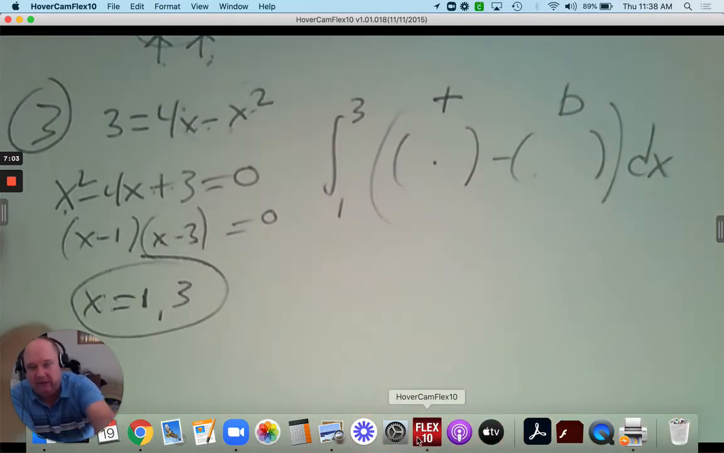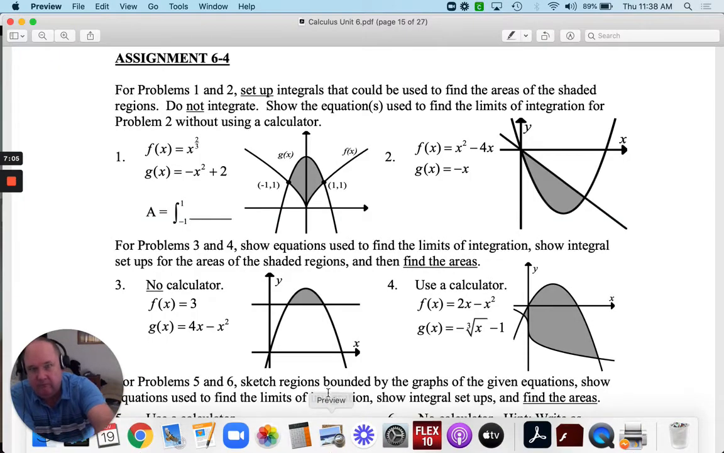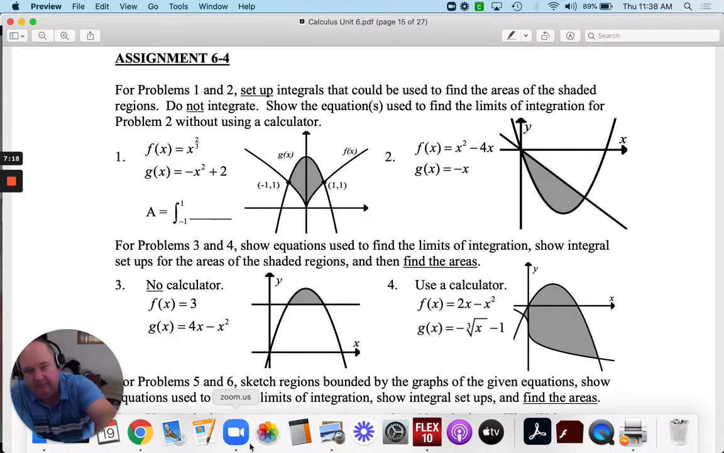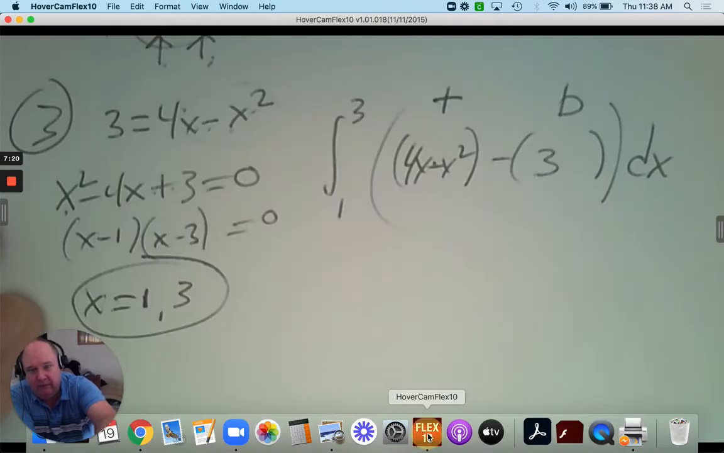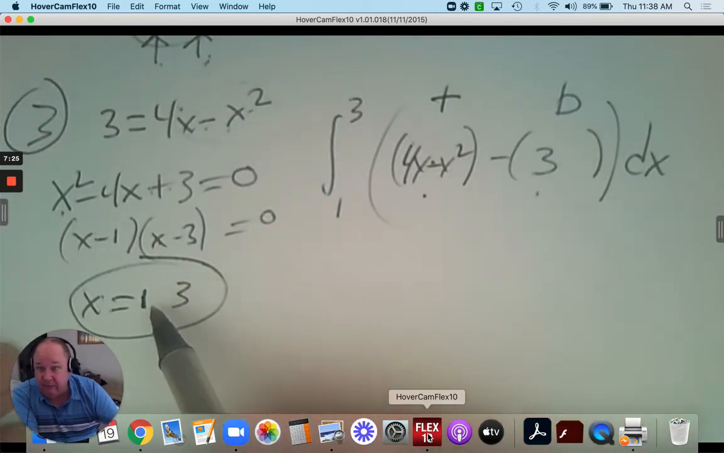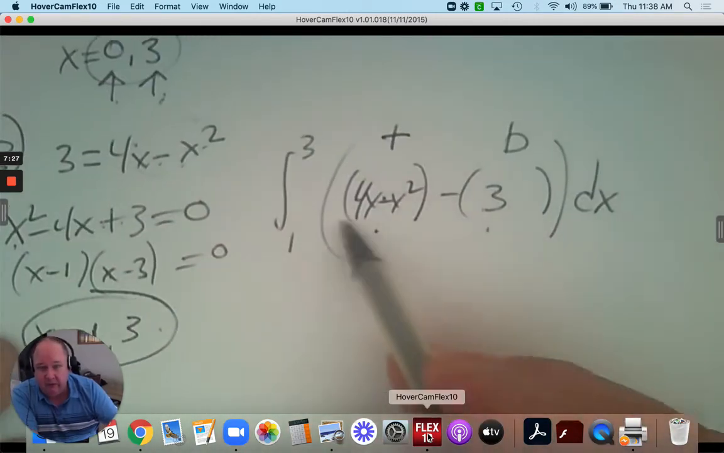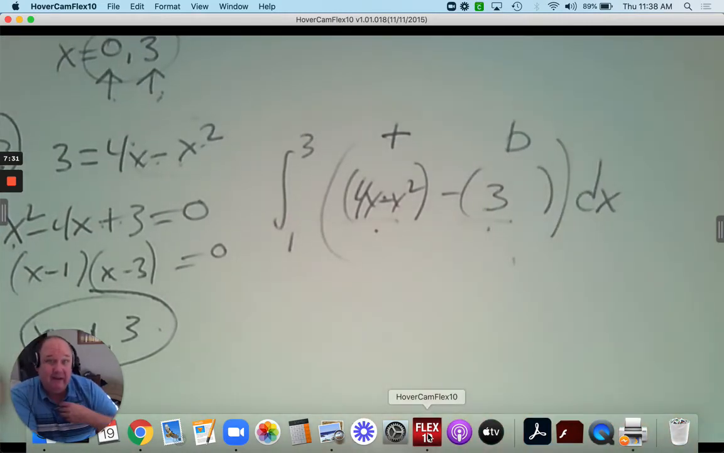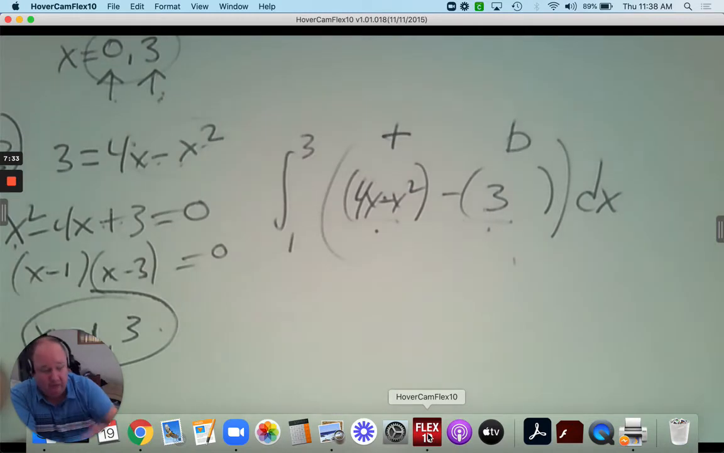So now go back to the graph. The top is the parabola. That's 4x subtract x squared. The bottom is the horizontal line, which is 3. So the first step, again, top, subtract bottom. My first step was to find the limits. And then we go top, subtract bottom. That's the setup. Now the next step is to actually find the area, to actually do the calculus now.